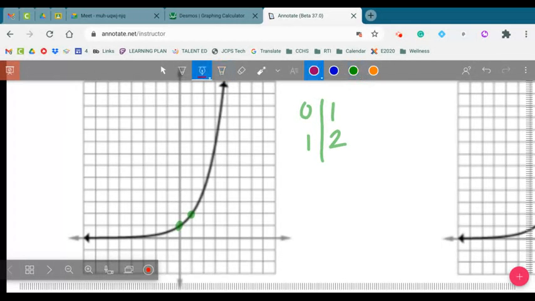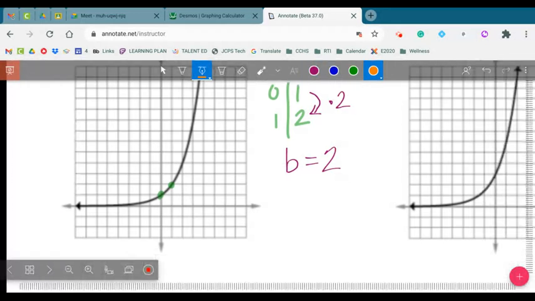Whenever I'm talking about common ratio, you have to think about what number I multiplied to get to my next y value. I multiplied by 2, so that means my b value is 2. Next, I need to find my horizontal asymptote. That's the line that the graph sits on. This one's y equals 0, so our d value is 0. And lastly, my y-intercept is right here, which is (0, 1). So that means my a value is 1.